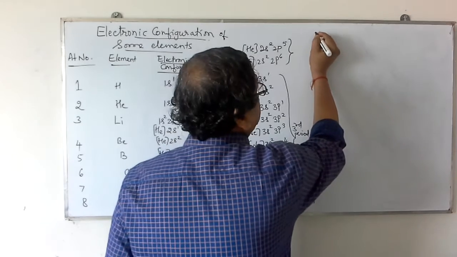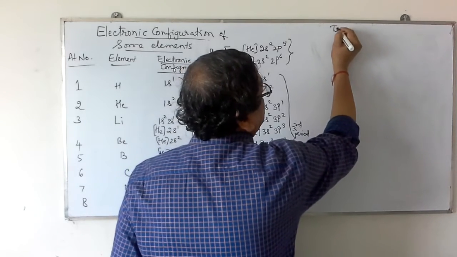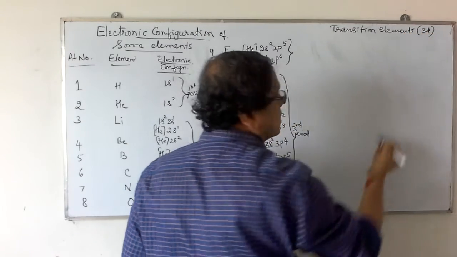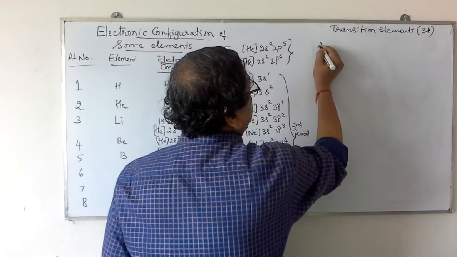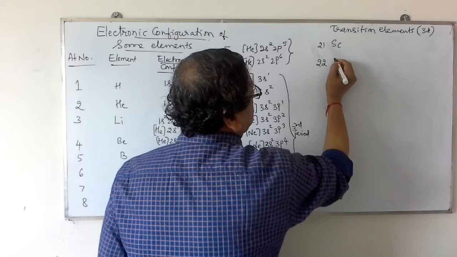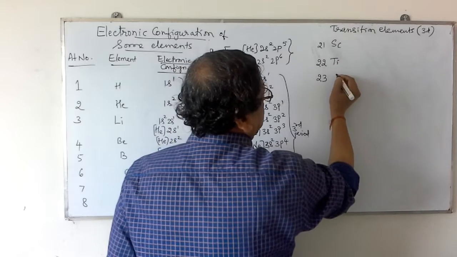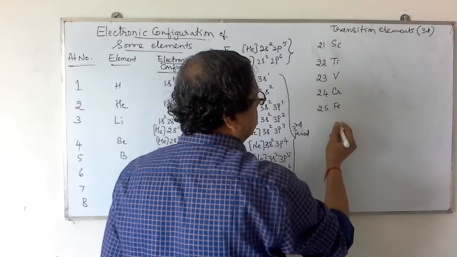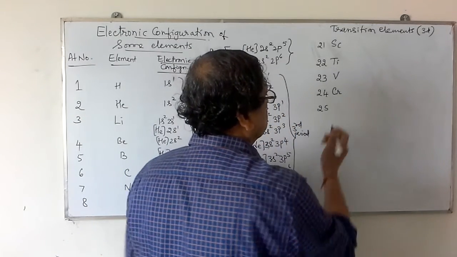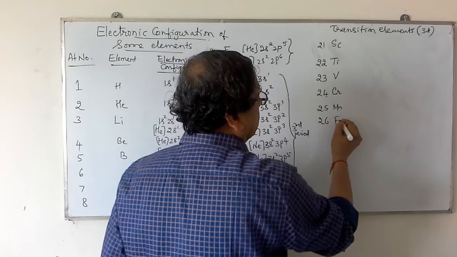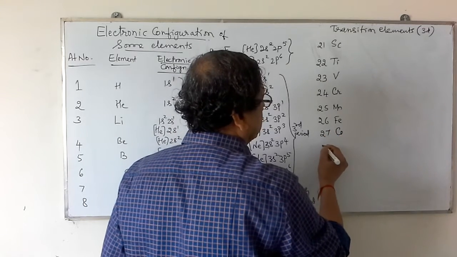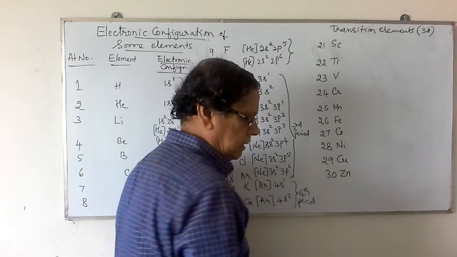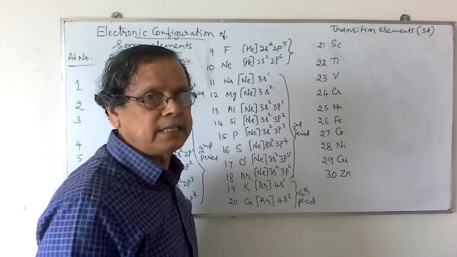So we have atomic number 21. This is actually transition elements, with configurations present in the 3d. That's why it is called the 3d or first series of transition elements. Atomic number 21, scandium. Atomic number 22, titanium. 23, vanadium. 24, chromium. 25, manganese. 26, iron. 27, cobalt. 28, nickel. 29, copper. 30, zinc. So these are the elements that we consider as the first transition series or the 3d.